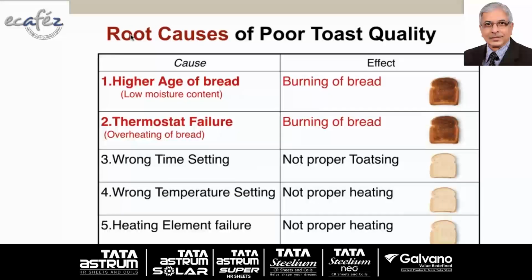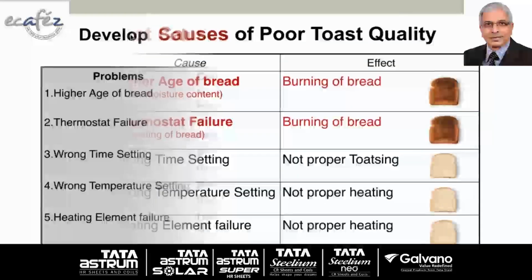So root causes of poor toast quality after using the cause and effect diagram: the first one is the higher age of the bread. Second is thermostat failure. So these are causing the burning of the bread. Third one is wrong time setting, not proper toasting, wrong temperature setting by the operator, and heating element failure. So these are the 5 problems identified, but out of these 5, 2 are the most critical, which are causing maximum rejection of the bread.